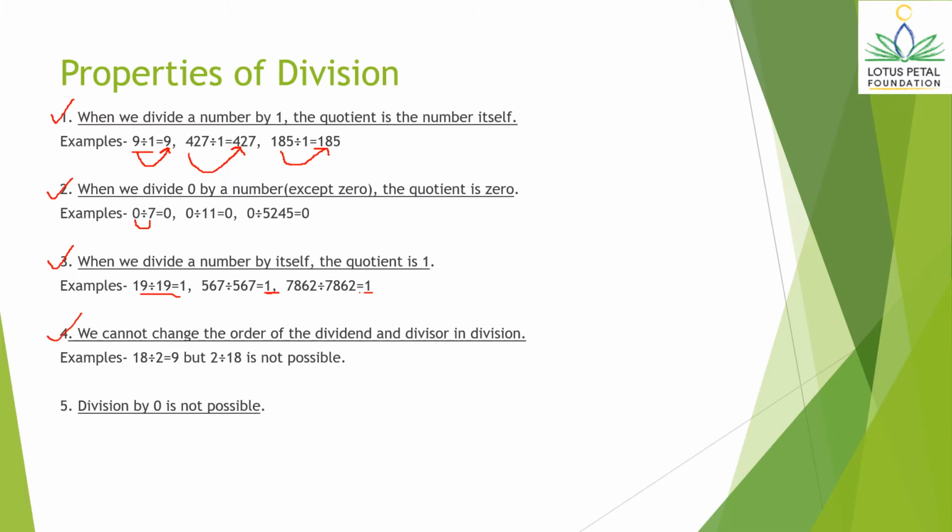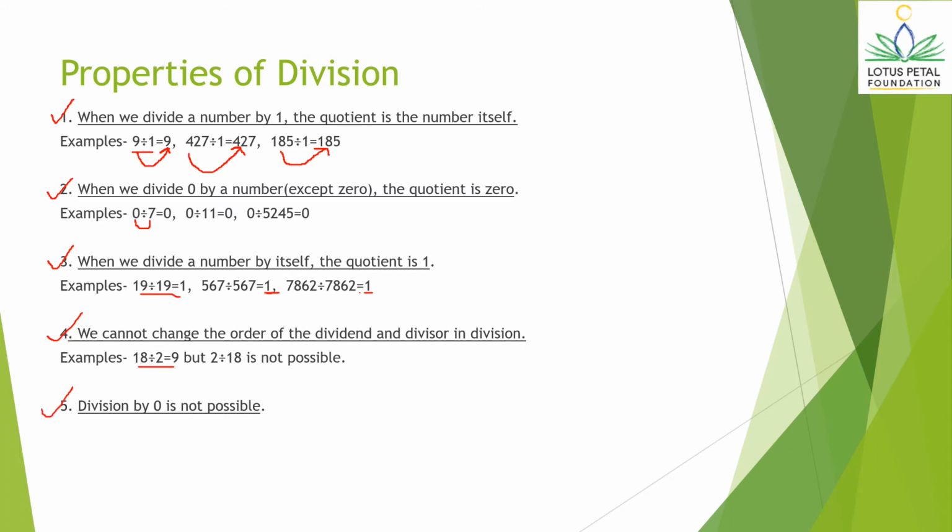The fourth property says we cannot change the order of the dividend and divisor in division. Suppose we have to divide 18 by 2, so the answer will be 9. But you cannot change the order of the dividend and the divisor. Here the dividend is 18 and the divisor is 2. And we cannot divide it like 2 divided by 18, because then we will just change the question, which is not possible. We cannot divide 2 by 18.